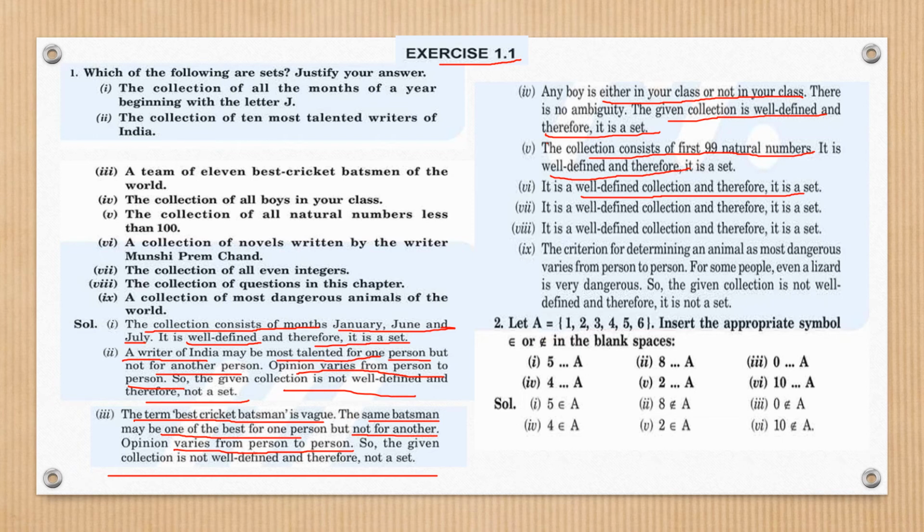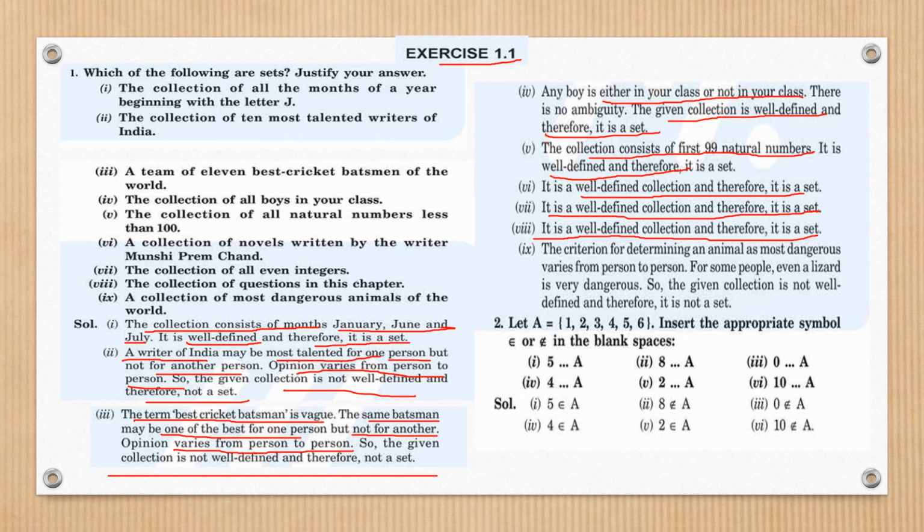The collection of all even integers, again it's a well defined collection and therefore it is a set. You know that even integers are to be taken. The collection of questions in this chapter, again that is a well defined collection, and you know which questions are there in this topic. So it is a well defined collection, means you will not roam for questions from other chapters, but in this chapter. It is very clear you have to search out the questions for this chapter, right?